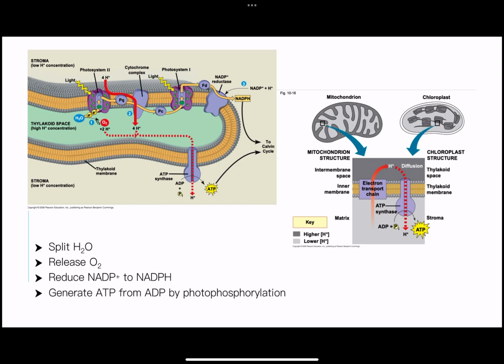The flow of hydrogen ions through ATP synthase makes ATP. The products are oxygen, NADPH, and ATP. Oxygen is given off as a waste product. Energy from ATP and NADPH is used later to make sugars.